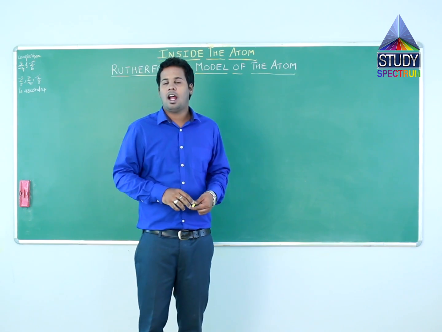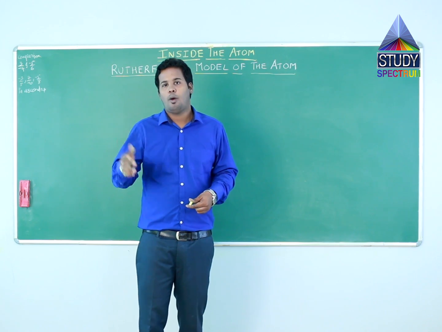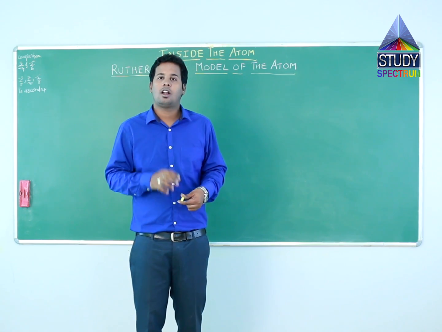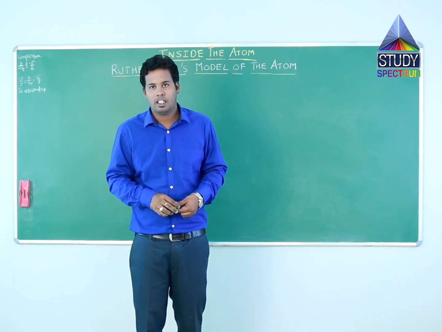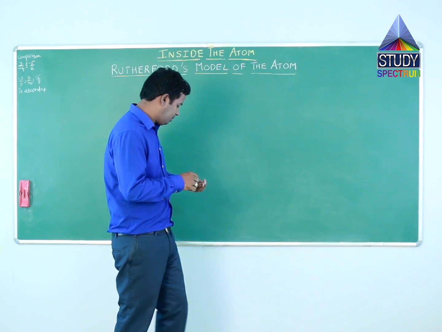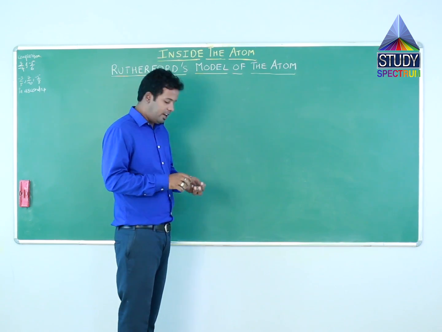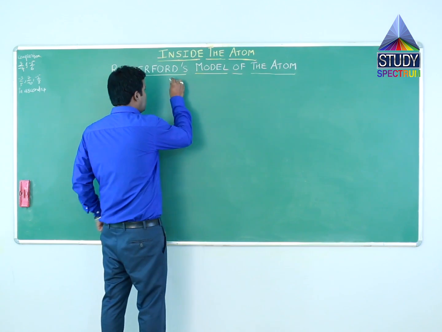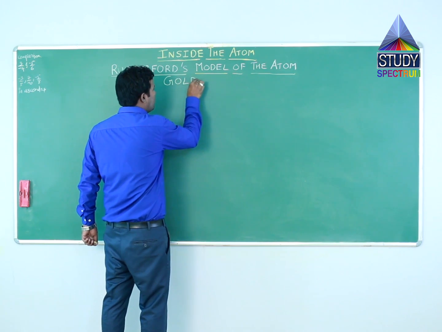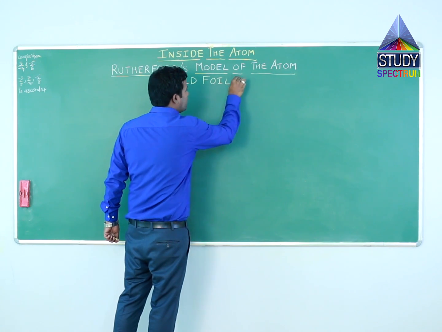Now let us understand how he conducted the experiment, what his observations were, and what results he gave. We'll first try to understand the setup of the experiment, how he conducted it. This experiment was called the gold foil experiment. I will just write it down here. This experiment is the gold foil experiment.